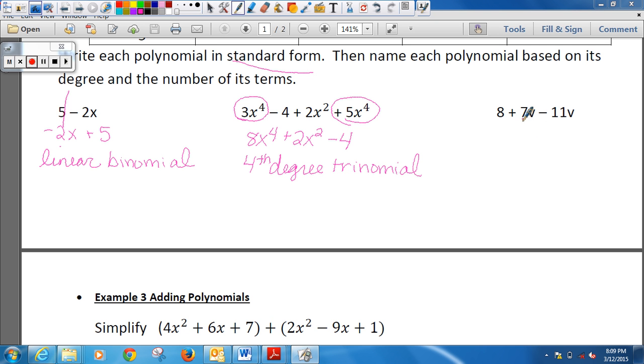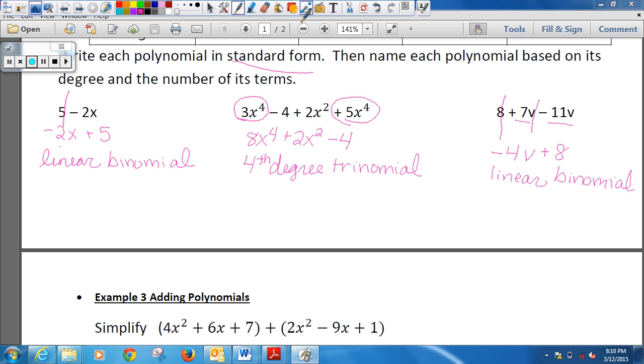Our last one here, again, if I look at my terms, this currently has 3 terms, but 2 of them are like terms, so I'm going to go ahead and put those together. Gives me negative 4v plus 8. The biggest exponent is 1, so that's linear, and it is a binomial.